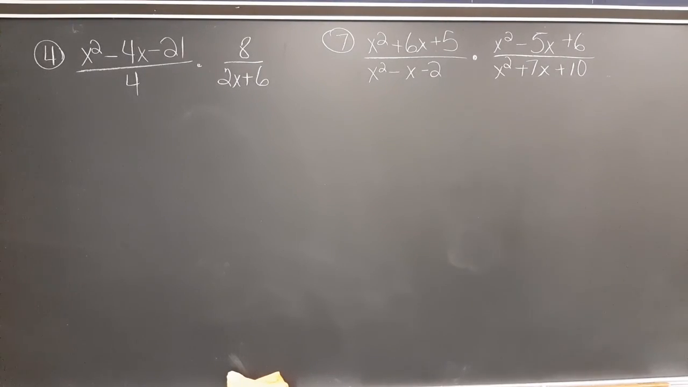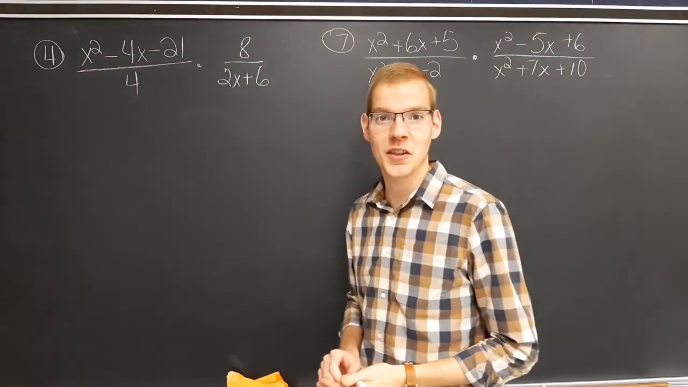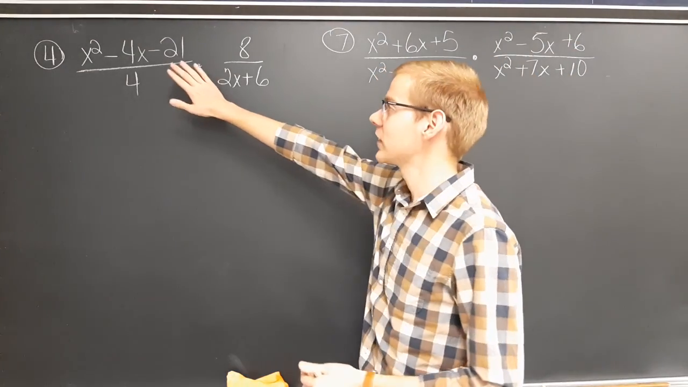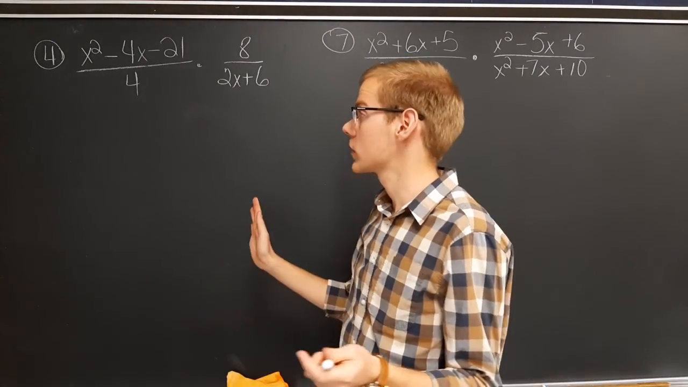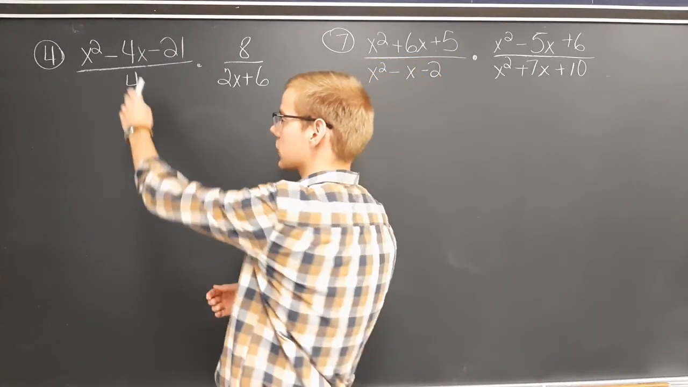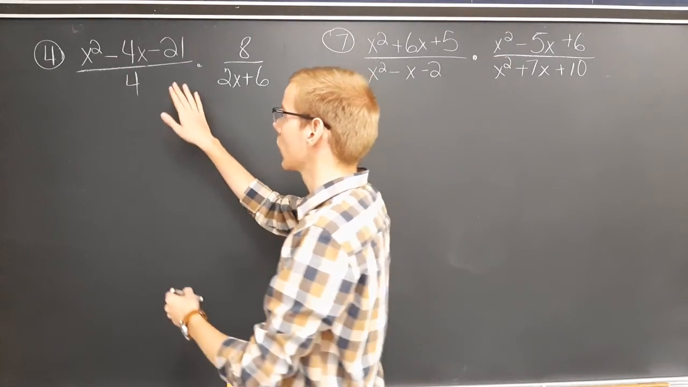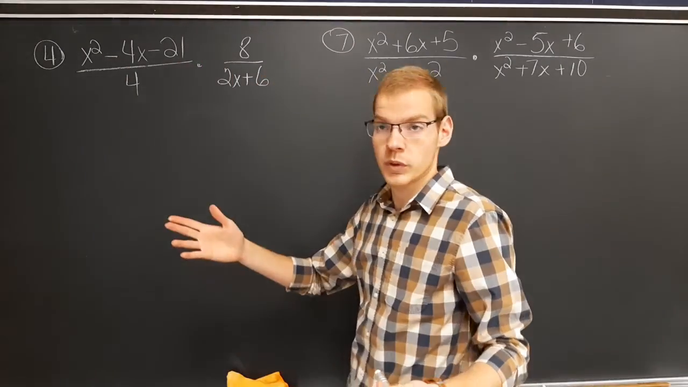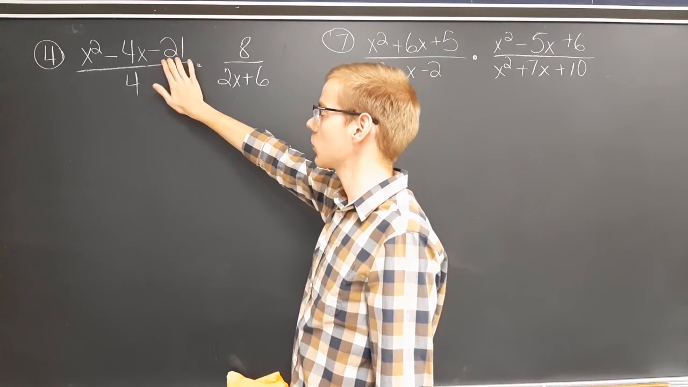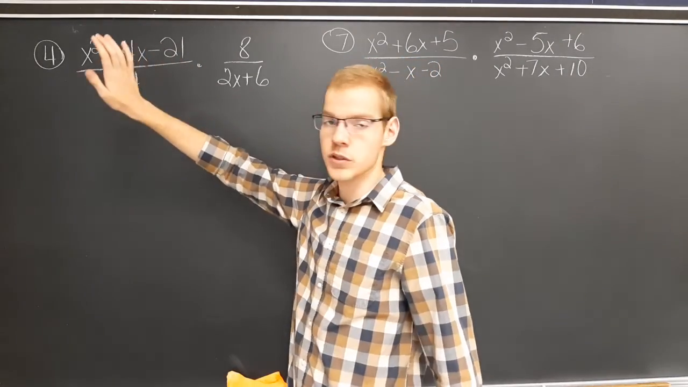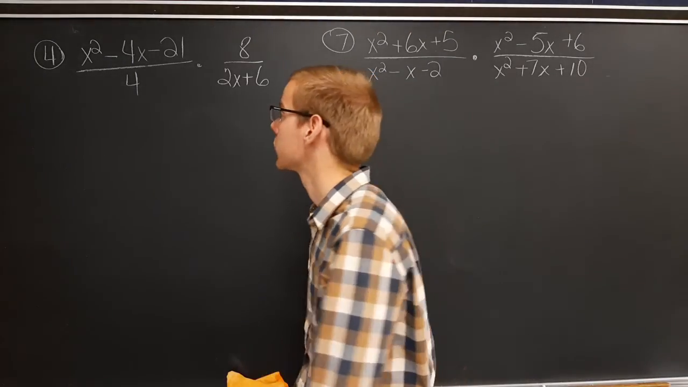So for number 4, as I was saying in the other one, we need to factor these before we can multiply or simplify to begin with. So let's factor this one. Again, just to review, two numbers need to multiply. Which two numbers multiply to equal negative 21 and add or subtract to equal negative 4?